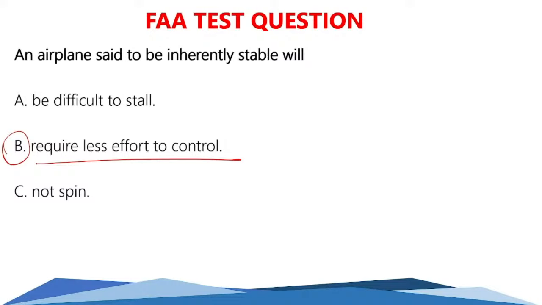So for those that said A, it's going to be difficult to stall. Stability of an aircraft has an effect on its stall recovery, but it doesn't have an effect in terms of the difficulty of the stall entry. And no one said C, so we don't need to discuss that. But essentially, if an airplane's more stable and you let go of the controls, you will not have to put in as many pilot inputs to get the airplane to remain, let's say, straight and level. So that's really what it's discussing.